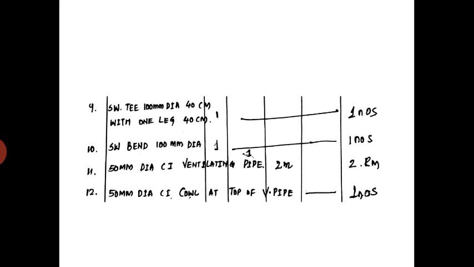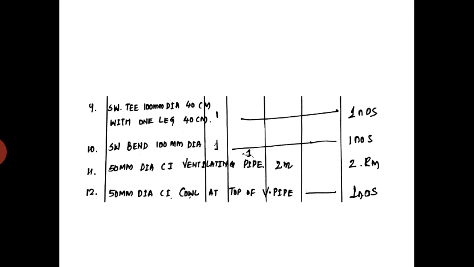Then SW bend, that is 100 mm dia, that is also 1 number. Then 50 mm dia CI ventilating pipe, that is a cast iron ventilating pipe, the length is 2 meters. When you say it is a 2, it is 2 meter running meter. RM stands for running meter. Then 50 mm dia cast iron pipe, that also they have given in the diagram. If you see the diagram properly, you will come to know what the details are. That is also 1 number.